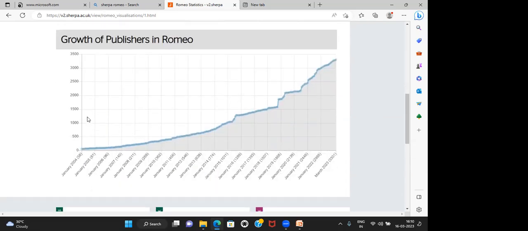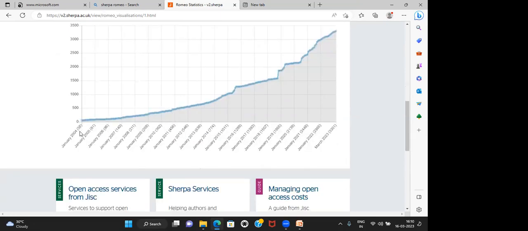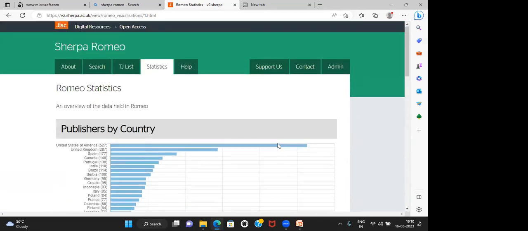And this is the publisher growth in Romeo. So it was 58 in 2004, and now it is 3,301 in March 2023. So this is the growth of publishers in the Romeo database. Now, another thing I will show you, that is the Juliet, Romeo Juliet.